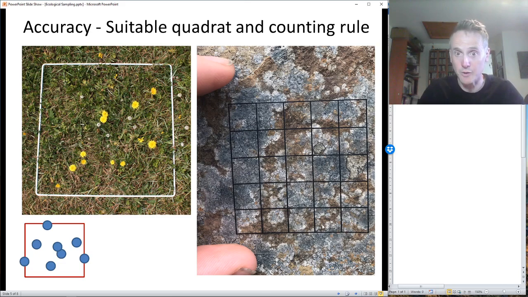If I wanted more accuracy, I could have more divisions. Instead of a 5 by 5 grid, I could have a 10 by 10 grid, and there'd be greater resolution and therefore greater accuracy.